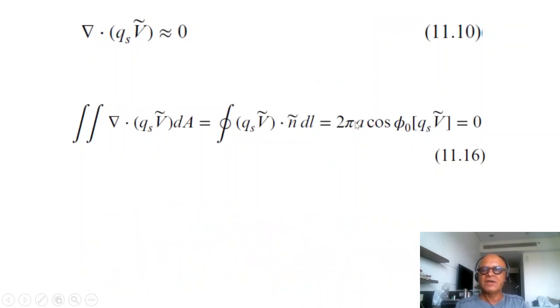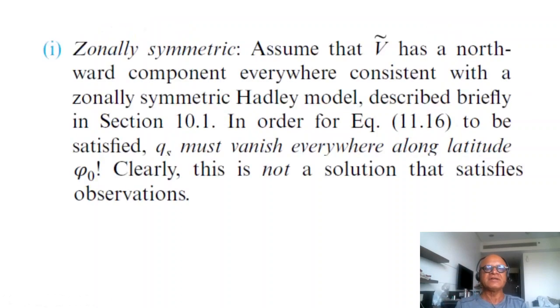Since it is being taken out and brought back in, we can write that integral around in this way, which has to equal 0, because that's what observations are telling us, that whatever is going north is coming back south. Okay, so the zonally symmetric solution, assuming that V tilde has a northward component everywhere, consistent with the zonally symmetric Hadley cell, described briefly in section 10.1, which we won't go back to. So for that equation to be satisfied, then PVS must vanish somewhere along latitude phi 0, as I just said.